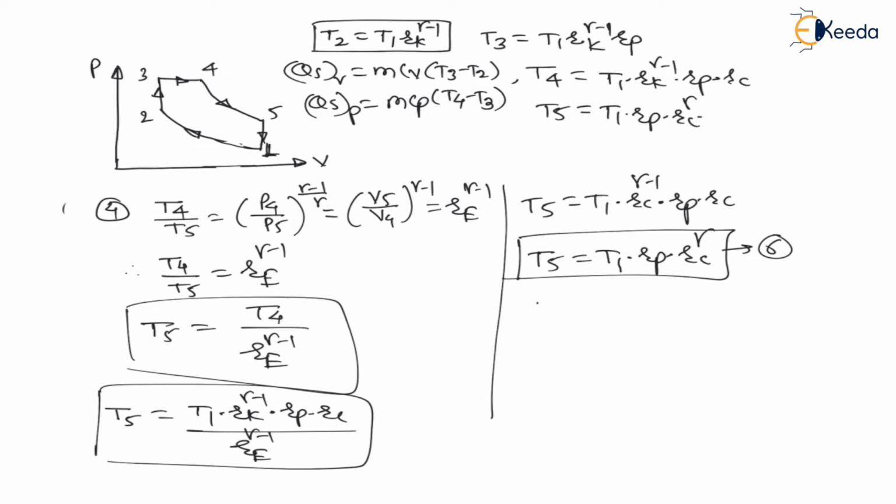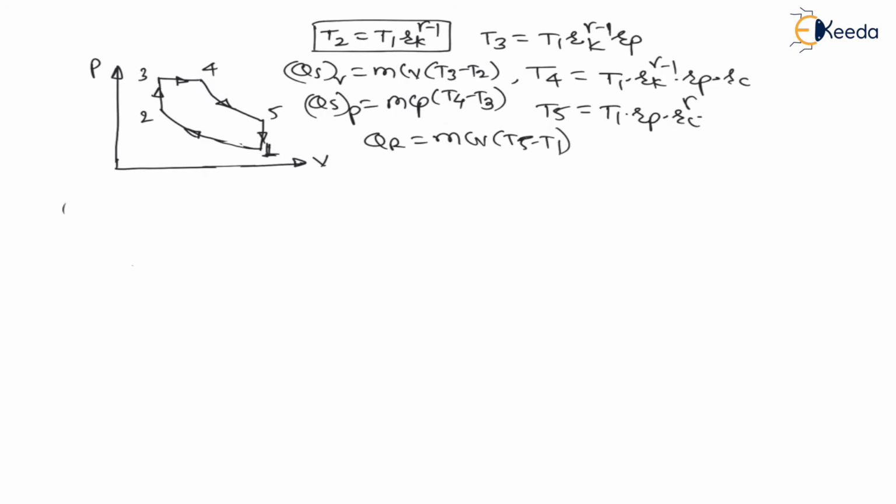Now the last process, that is process number 5, that is 5 to 1, is constant volume heat rejection. Therefore as it is constant volume heat rejection, heat is rejected at constant volume, which is nothing but mCv (T5 minus T1). For constant volume process we are using Cv. Therefore heat rejected is equal to mCv (T5 minus T1), right?